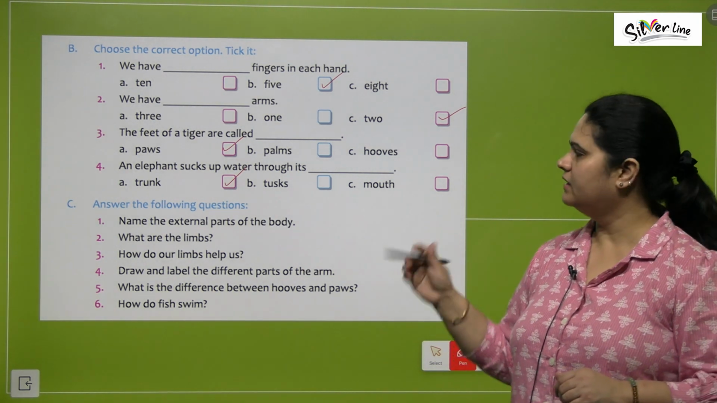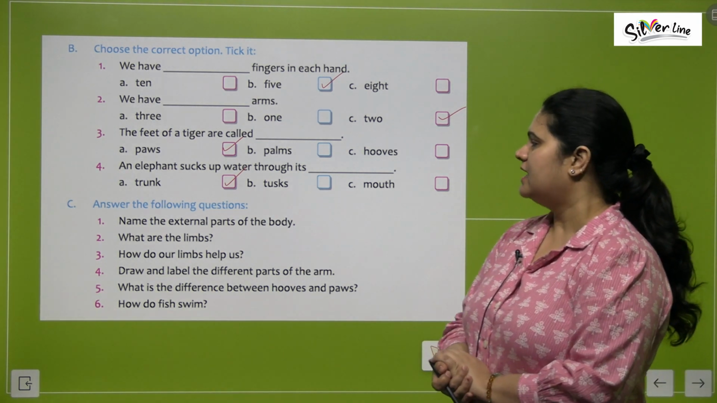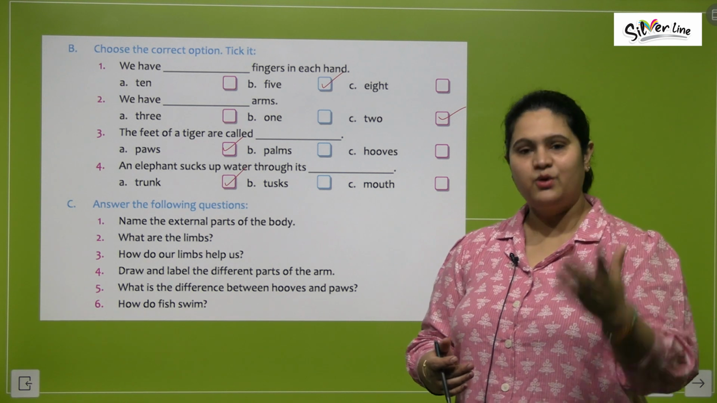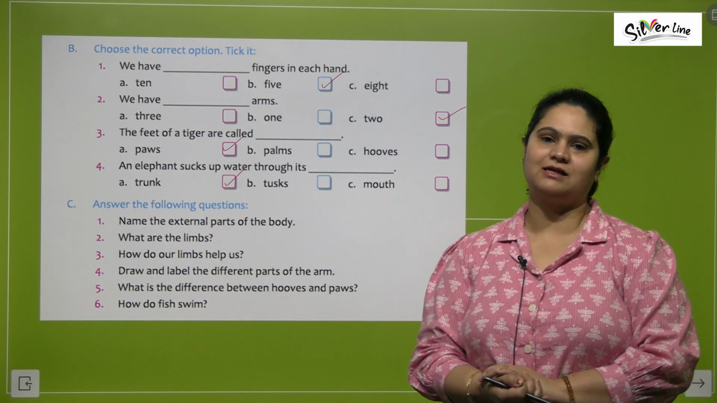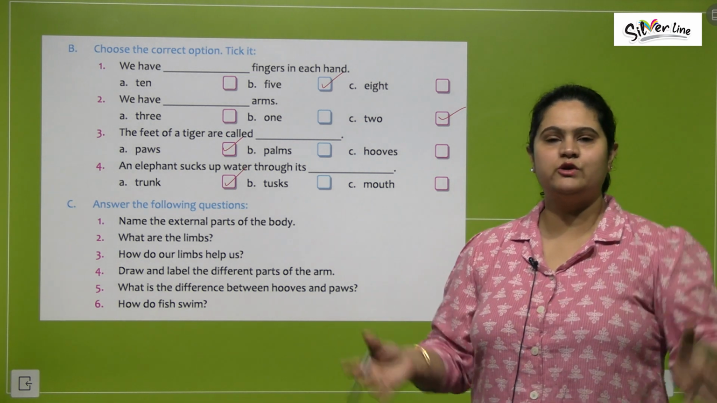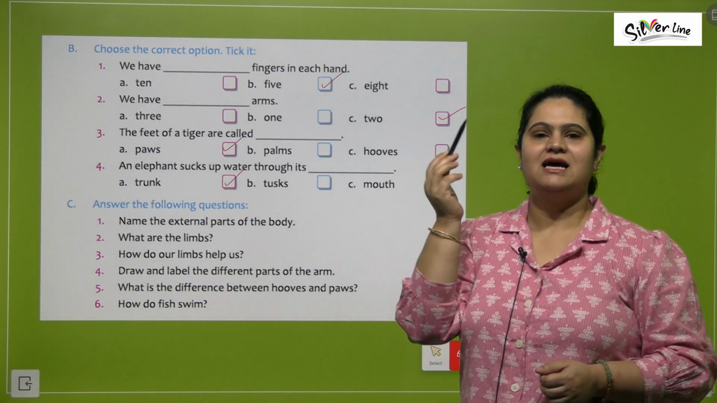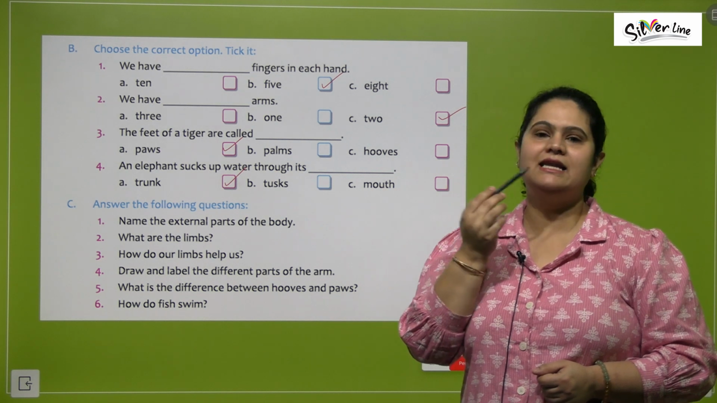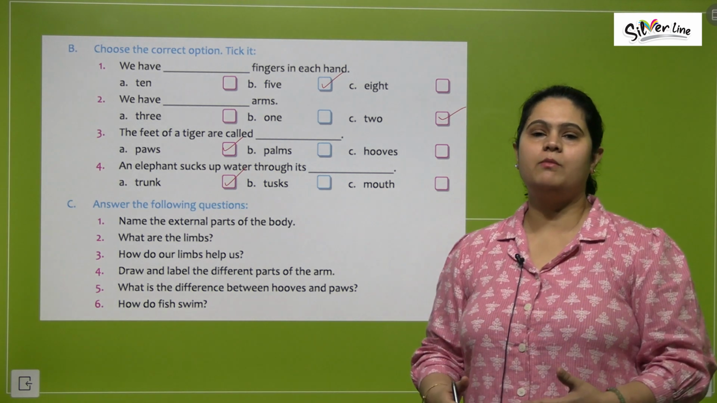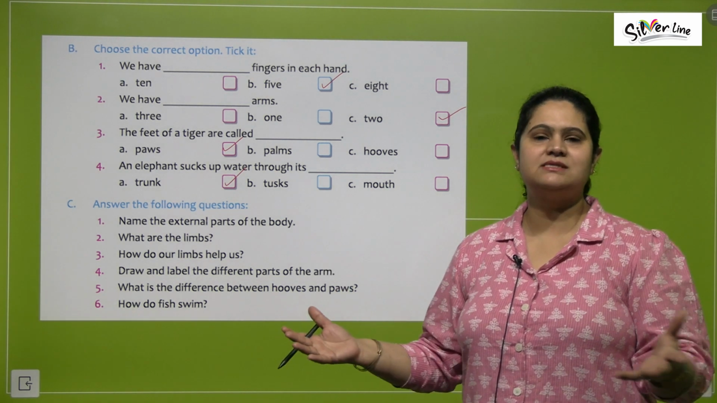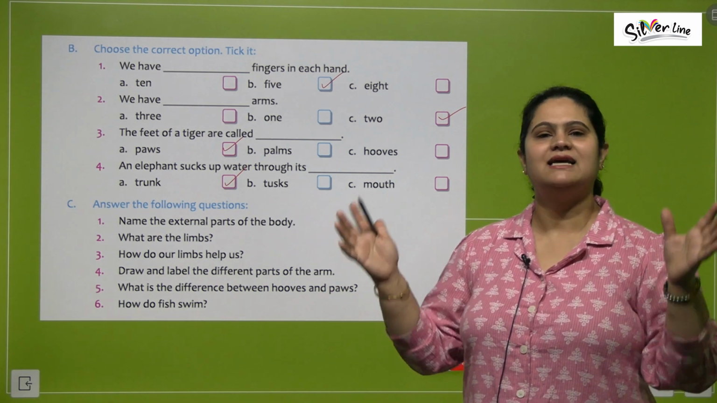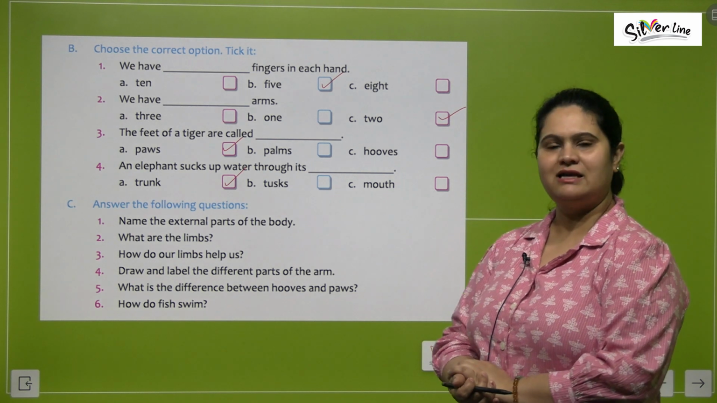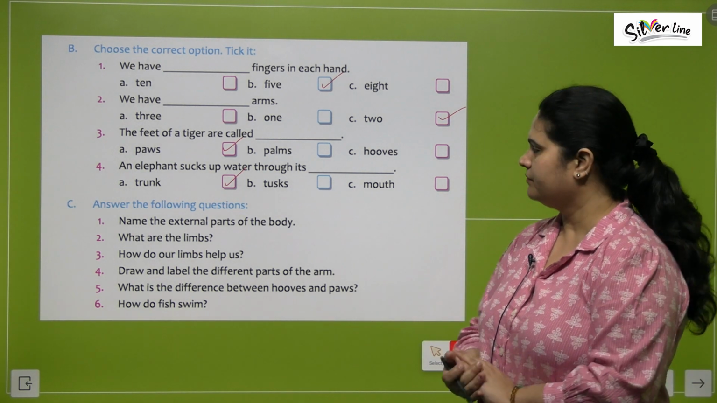Clear? Let's move to C part. Answer the following questions. First one says, name the external parts of the body. So I've already told you so many parts. Head, eyes, nose, lips, chest, abdomen, legs, arms. So all those parts that you can see from the outside are known as external parts of the body, right? So you can name a few of them.